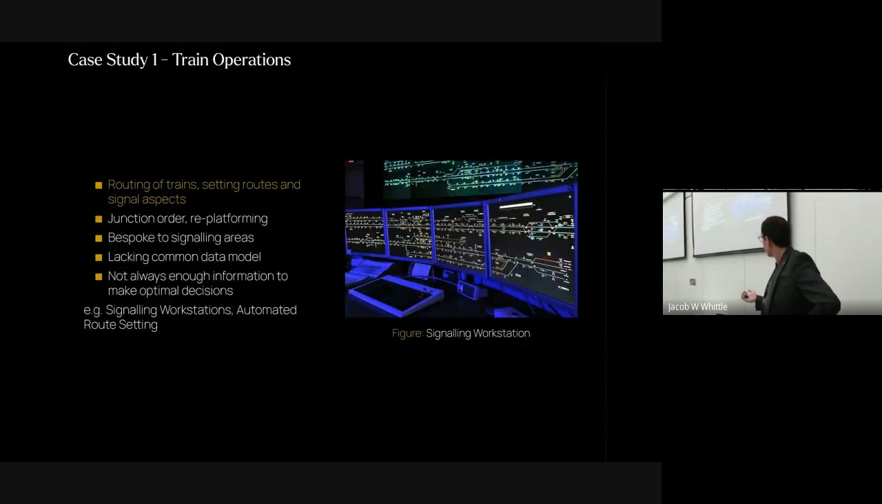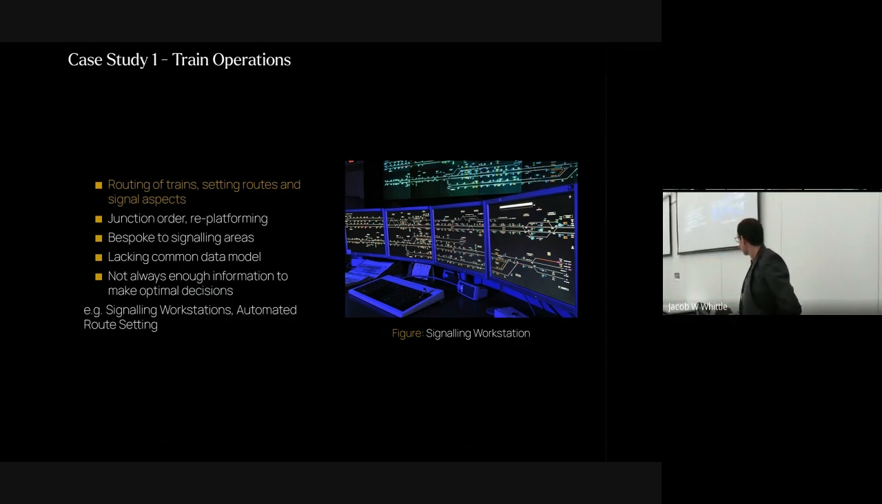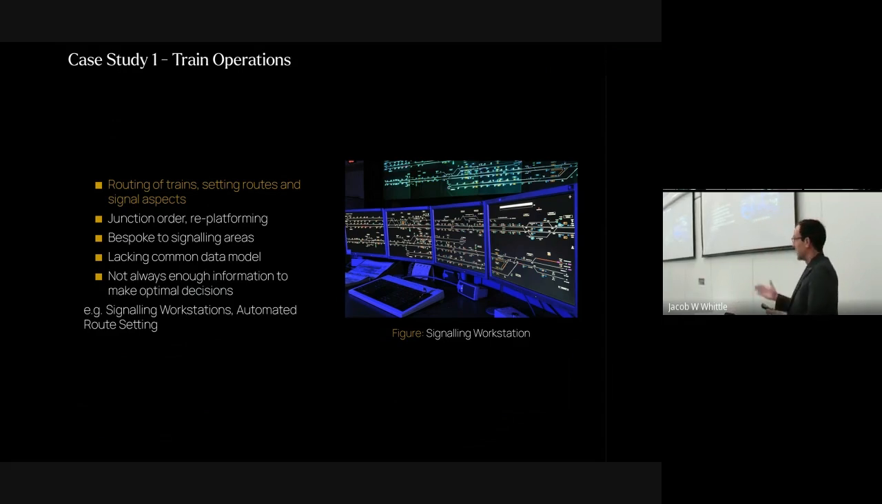So the first case study is train operations: automatic or manual routing of trains, setting routes and signal aspects. This involves a lot of decision making around the junction order, sequencing of trains at a junction, particularly in terms of perturbation and replatforming. A lot of this is very bespoke to the signalling geography. Signallers in different signalling areas have very specific knowledge of their operational geography, and they use that in order to make those decisions. So encoding that information so that it can be used elsewhere as a national or common model is very, very difficult. Examples would be a signalling workstation like we see there, or automated route setting systems.